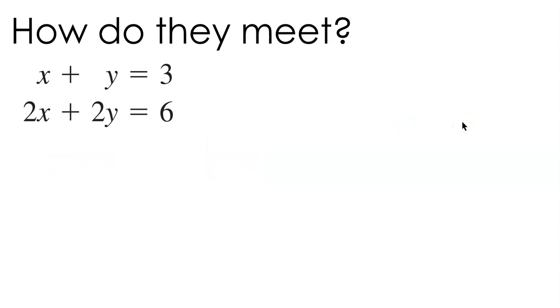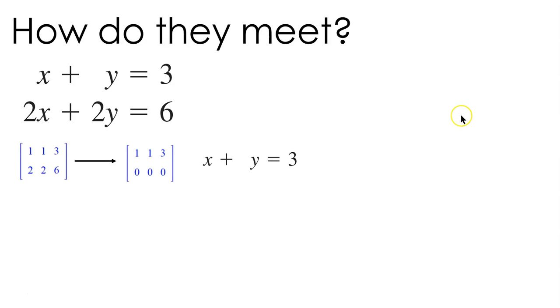Check out this example. We have x plus y equals 3, 2x plus 2y equals 6. The matrix for this is 1, 1, 3, 2, 2, 6. The second row is a multiple of the first one. That should be a giveaway that it is the same line. When I put it in reduced row echelon form, the second row is gone. All I have is a top row, which is the same as the first equation. So these two lines are the same line.